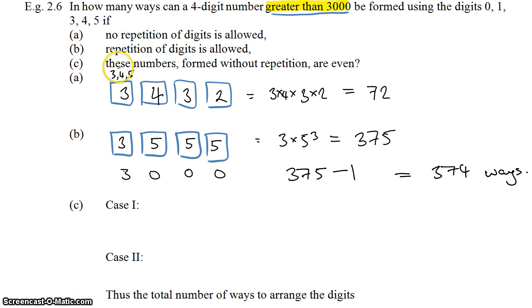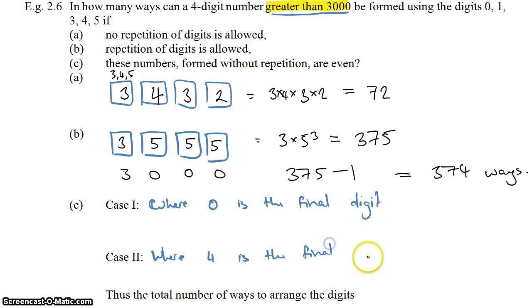The third question, these numbers formed without repetition are even. So there are two cases to be aware of here. Case 1 is where 0 is the final digit, and case 2 is where 4 is the final digit. And these two cases arise, why? Because I may need 4 in here. So if I'm assigning 4 to my last box, it changes what I can assign to my first box.